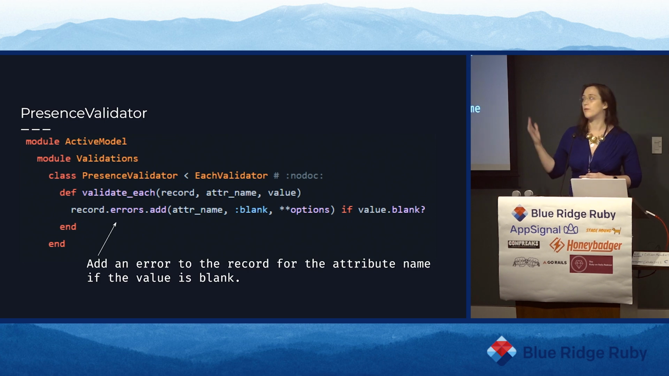This pattern is consistent across all validators that you create within Rails, right? We're going to have a record. We're going to add an error for the attribute name, or nothing if you'd like it to apply to the entire record. And then you're going to do that based on whether or not the value passes your validations.